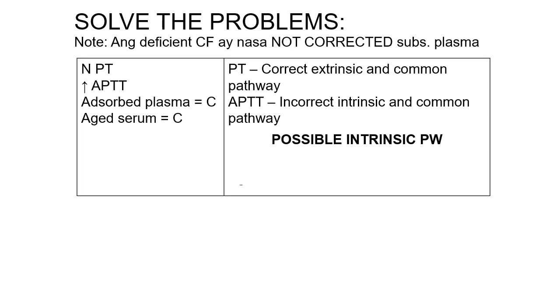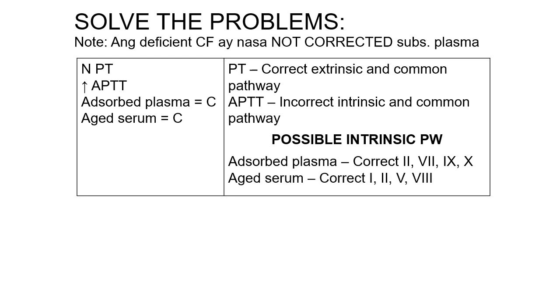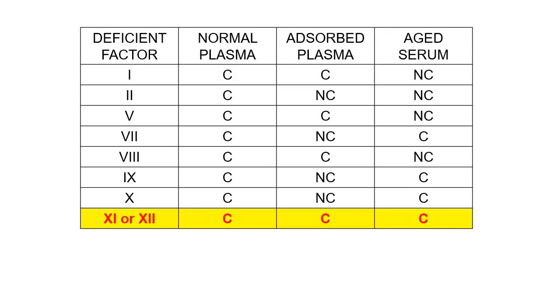So, tingnan natin adsorb and H serum. So, correct ang levels ng 2, 7, 9, and 10. Correct din ang levels ng 1, 2, 5, and 8. Pero, kung babalikan natin, no, yung ating corrected part na to. Kasi ito lang ang clotting factor that would result to corrected adsorbed plasma and H serum kung pagbabasihan natin tong table na to. So, either 11 or 12 ang answer.